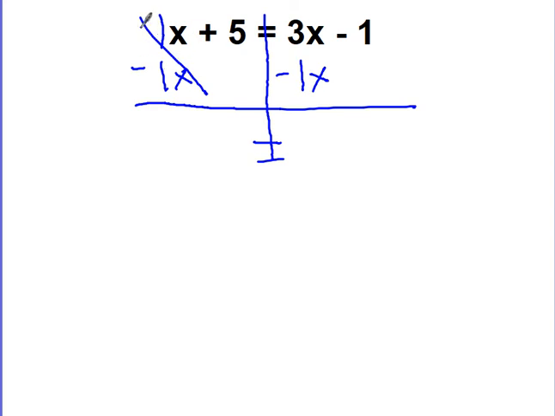So I subtracted 1x, that goes away. I still follow all my other steps. I bring down my 5. I still have my equal sign. 3x minus 1x is 2x, because now the x's just follow along. It's just really 3 minus 1 is 2. And then I have to bring down this minus 1 because we haven't done anything with that yet.